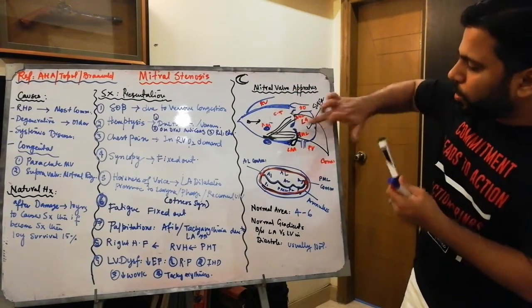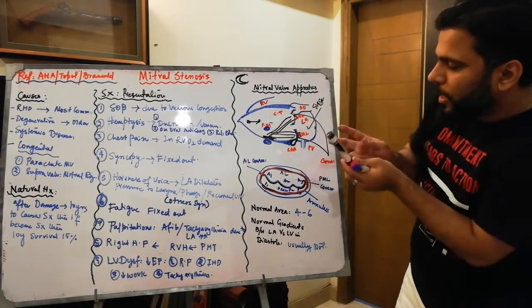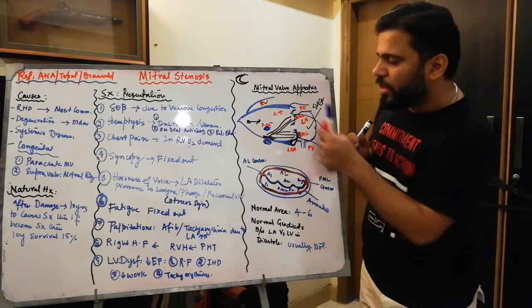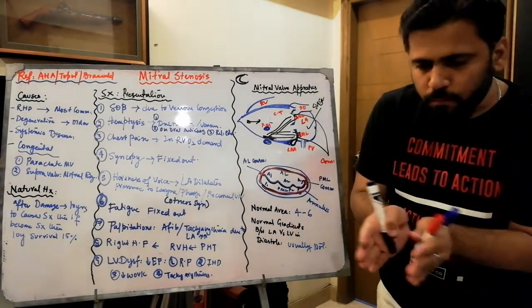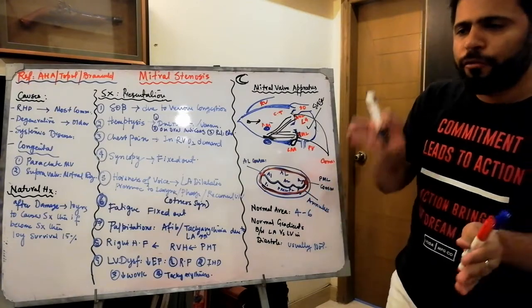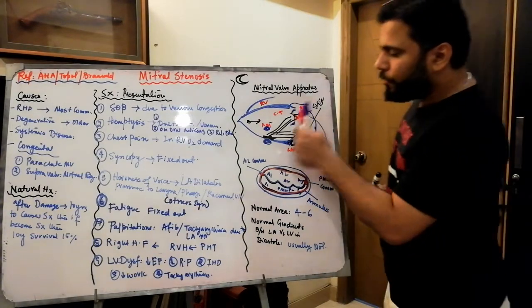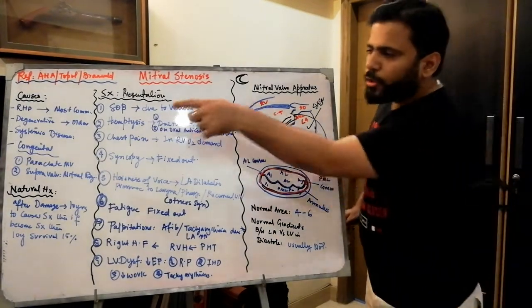So it causes what? It causes stenosis and inappropriate opening of this mitral leaflet, and causing what? Parachute-like mitral valve with stenosis. Okay, with stenosis. And this is actually very important.